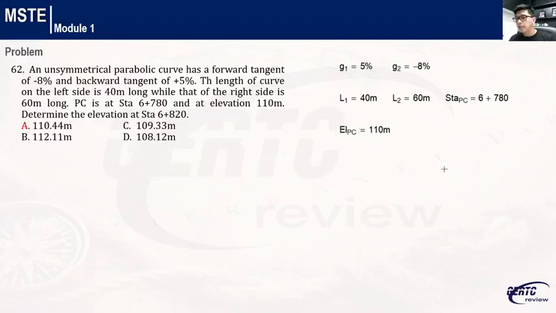Okay, determine the elevation at station 820. So elevation at station, tatawagin na lang natin 6. Let's say elevation S na lang, no? Elevation of PI. Actually, nasa point of intersection natin yan. Is question mark. Ito yung hinahanap. That is station 6 plus 820. Sabihin natin elevation at PI.